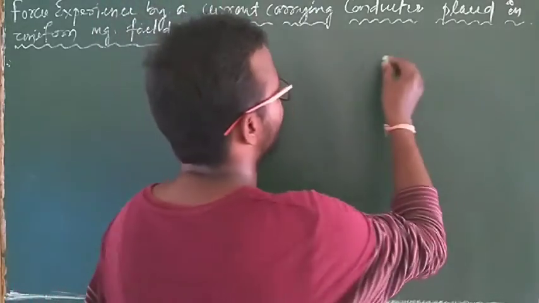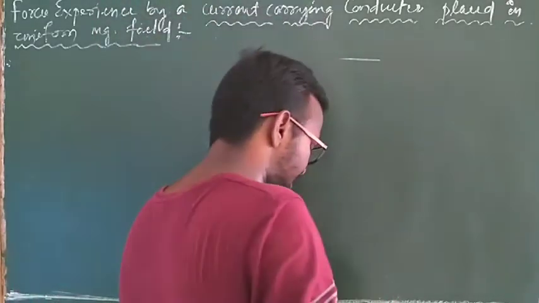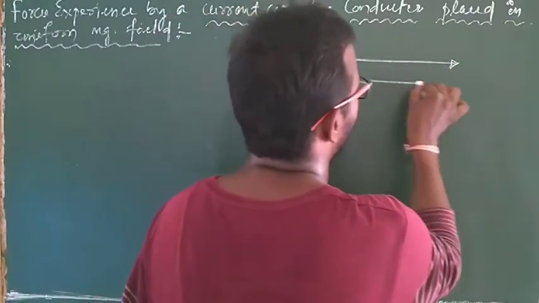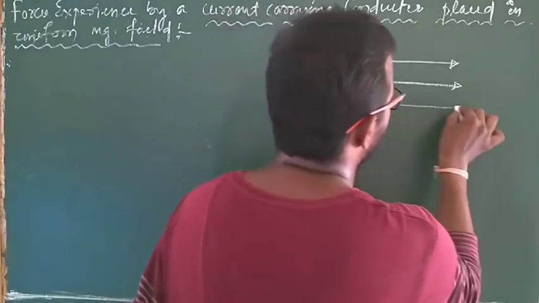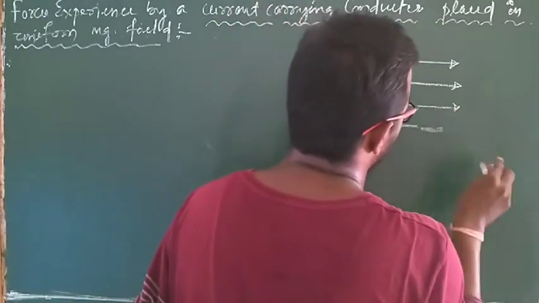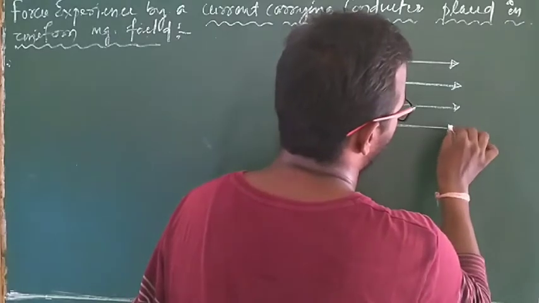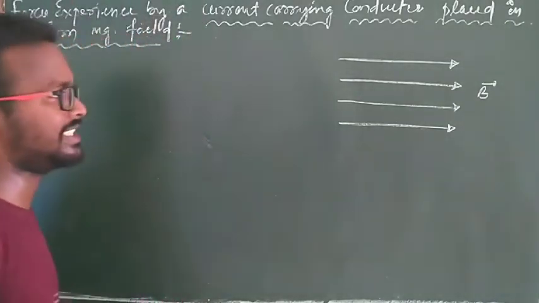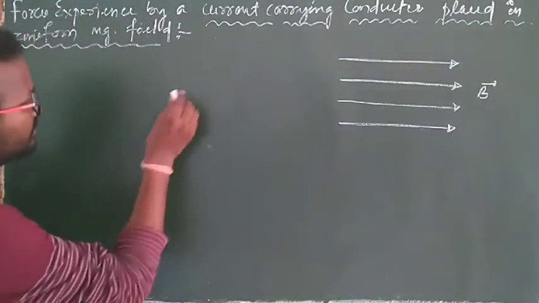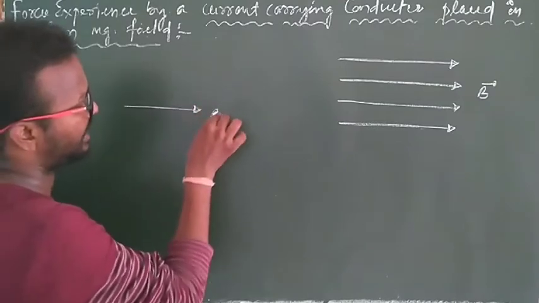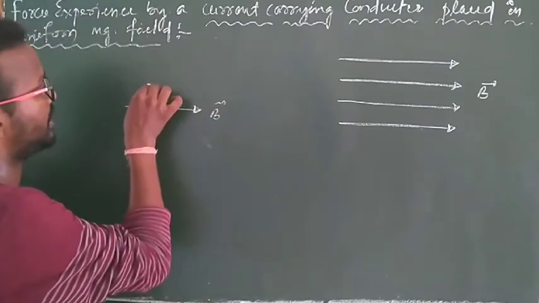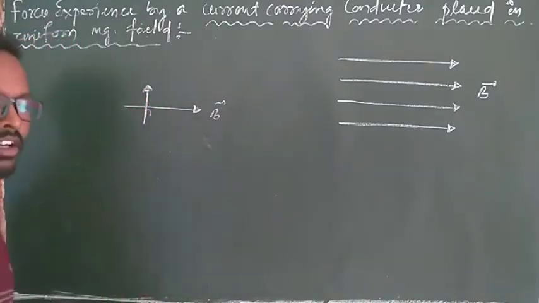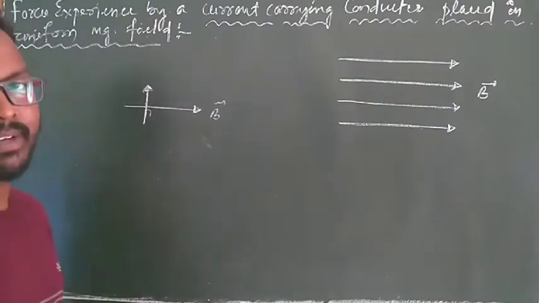So suppose there is a uniform magnetic field. This is the direction of the uniform magnetic field, with field strength B. Clear? Okay. If we place a charged particle moving perpendicular to the direction of the magnetic field, then it experiences a force. This force we can determine by using the right hand palm rule.